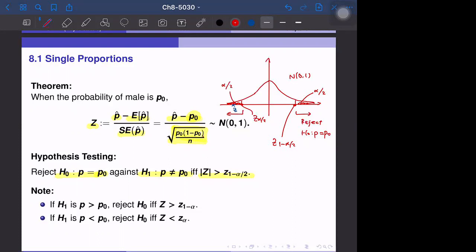Sometimes we have a one-sided test, so the alternative hypothesis is one side of the null hypothesis. Typically, p is equal to 0.5 against p is larger than 0.5. So we reject only if p hat is large enough. In this case, the rejection region is only for the right side of the distribution.